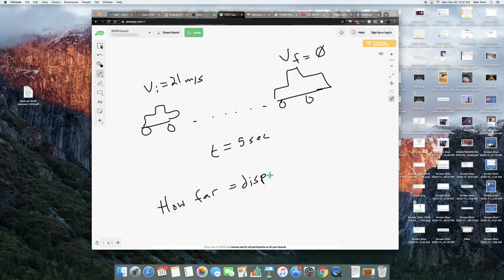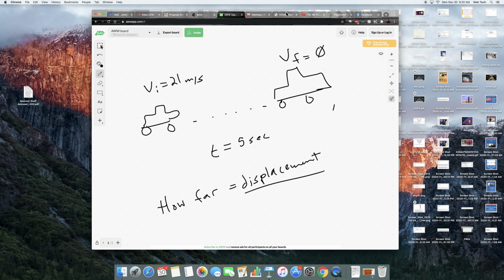Displacement, right? I'm looking for displacement. All right, so I seem to have everything, don't I? There's one more thing that I do know here that's implicit, which means it doesn't say it to me. It doesn't smack me in the face with it, but it's right here. It's in here, right? So I'm going to take a look at my equations.